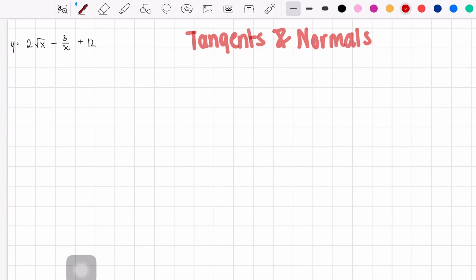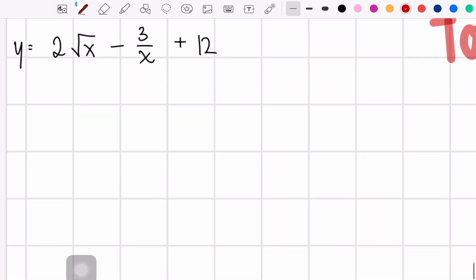Hey guys! So today we're going to be doing some math. It's SL math, let me clarify that. And we're going to be talking about finding gradients, tangents, normals, and deriving the first derivative using the power rule. Okay, let's start with this question.